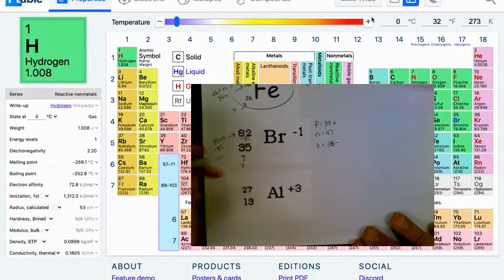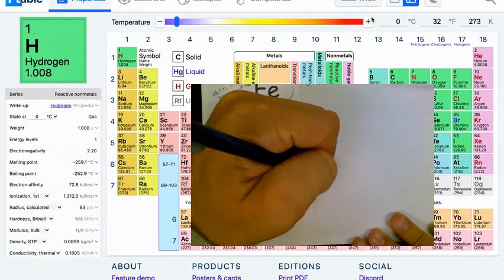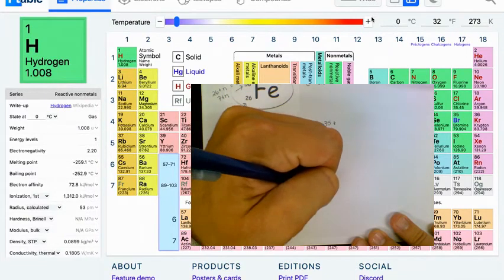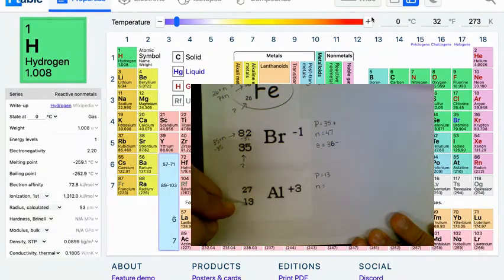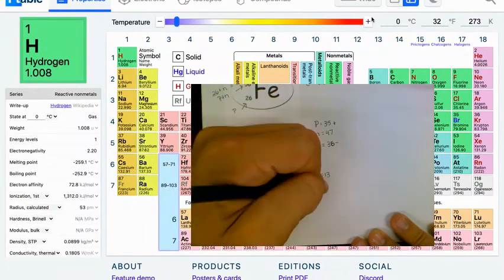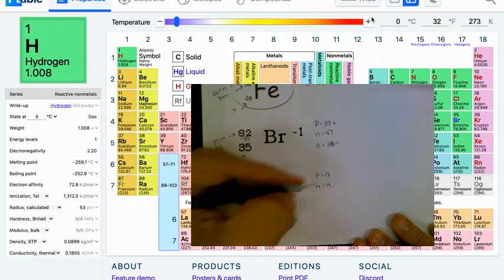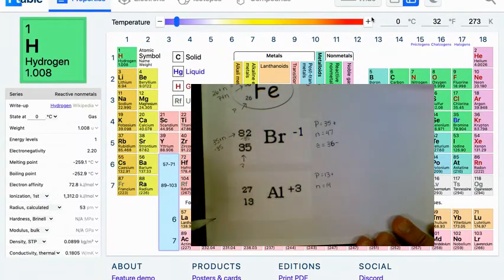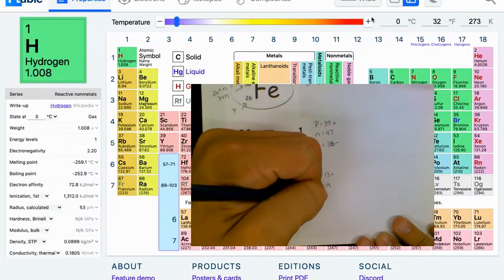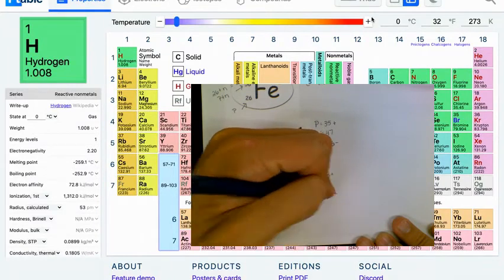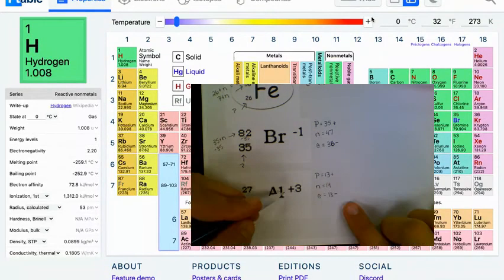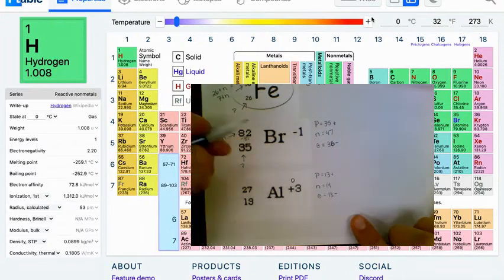Okay, so I'm looking at aluminum. I have 13 protons. Neutrons, I just subtract my atomic number from my mass number, which is 14. And now I have a +3 charge. So I'm going to keep my protons positive. I'm going to go ahead and start off neutral. So I'm just going to make my electrons equal my protons. This would give me a charge of 0. But the problem is I have a +3.